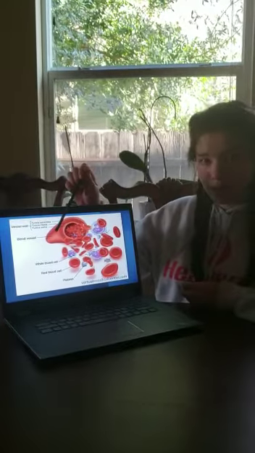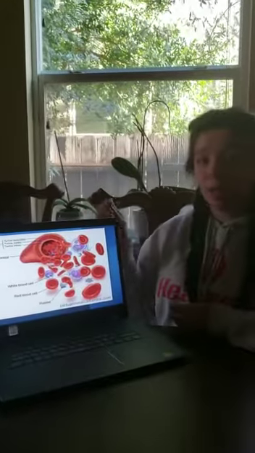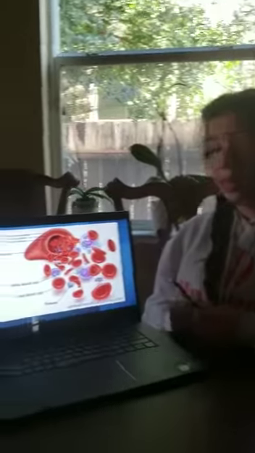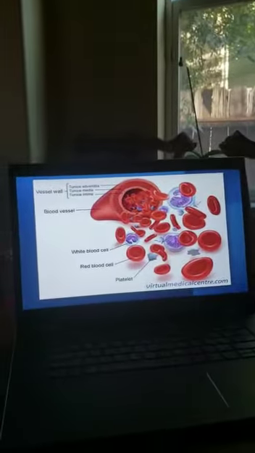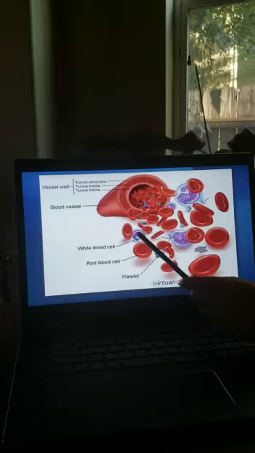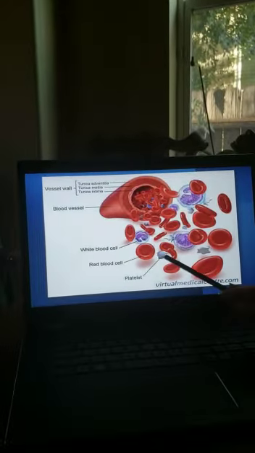This is a blood vessel. Blood vessels carry blood cells all throughout the body. Here is a picture of all the different types of blood cells: the white blood cell, red blood cell, and platelet.